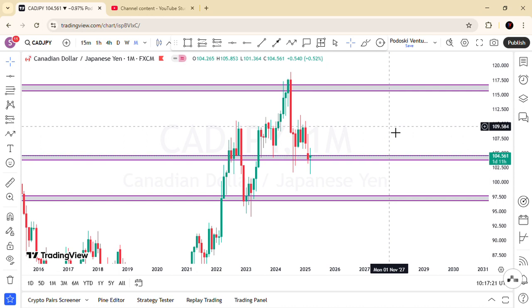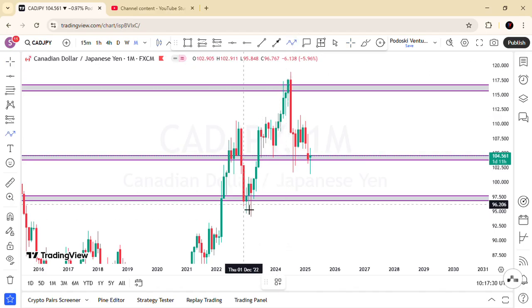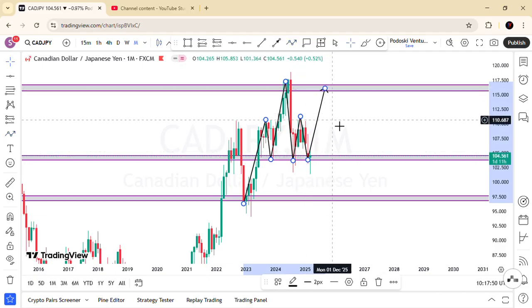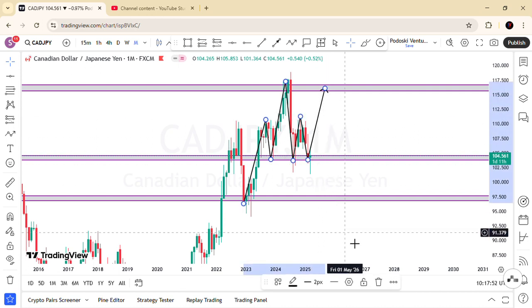Okay, so on the monthly time frame on CAD/JPY, I'm seeing a very beautiful uptrend. A higher high, higher low, higher high, and equal low, equal high, then equal low, and price is showing enough buying pressure to start rising. So what should you expect? A bullish market on CAD/JPY.